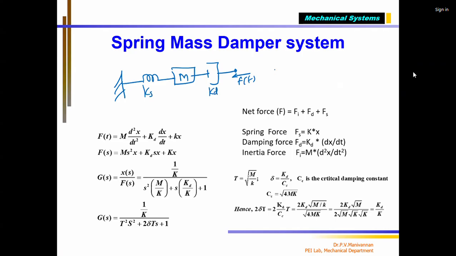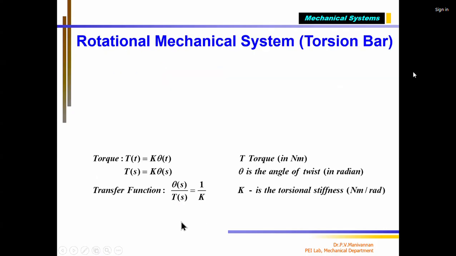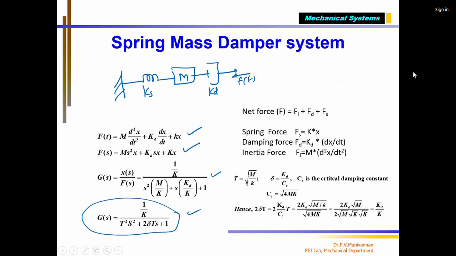Now, from this, you will be asked to derive the transfer function. That means you have to write the dynamic equation, write the Laplace transform of that, then write the transfer function, and finally go up to this. If you write this, then I may give values of Kd, Ks and also the mass.